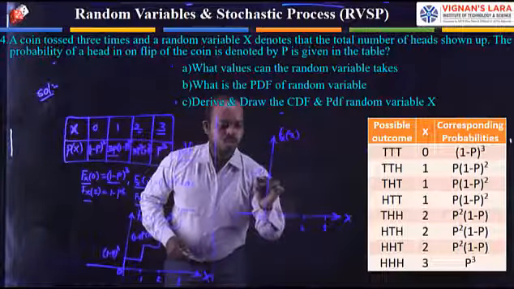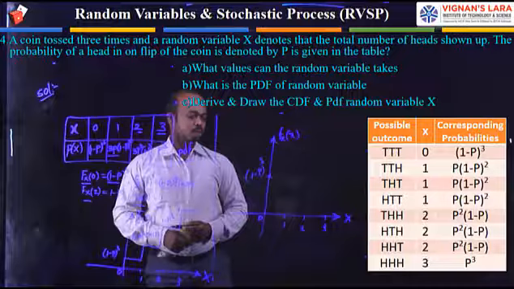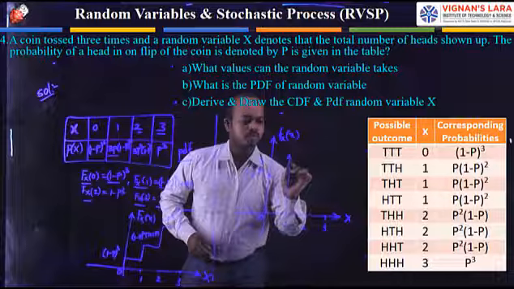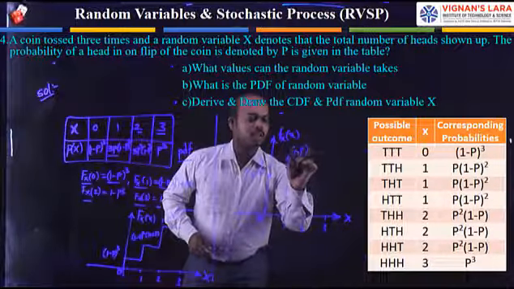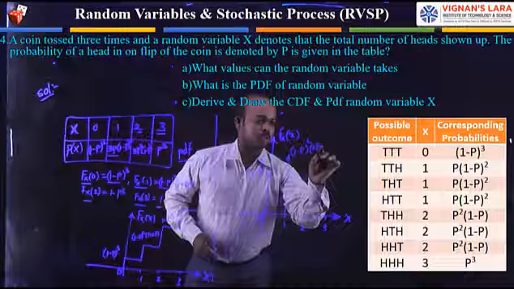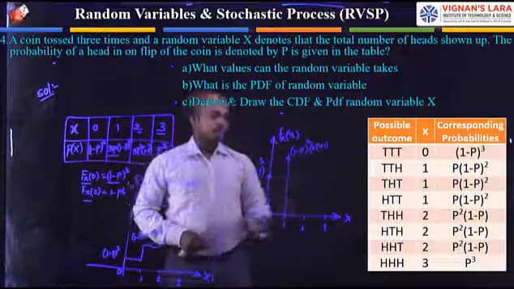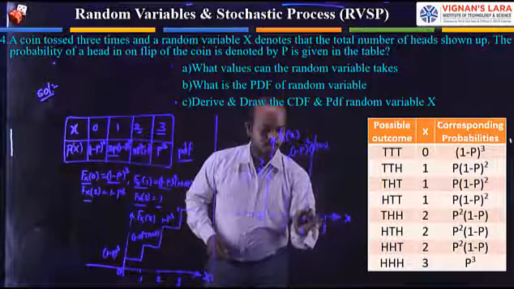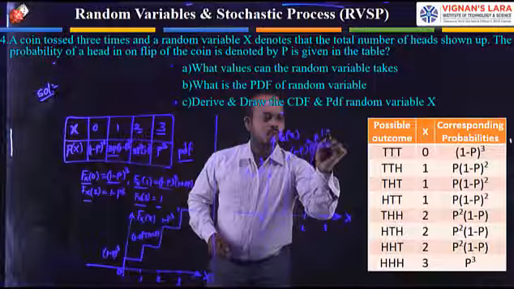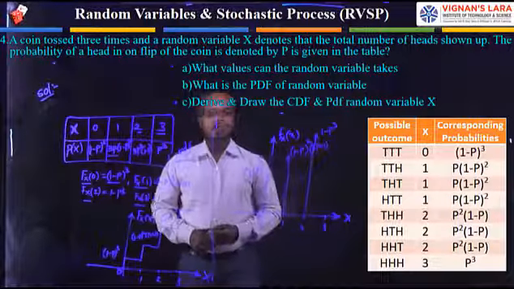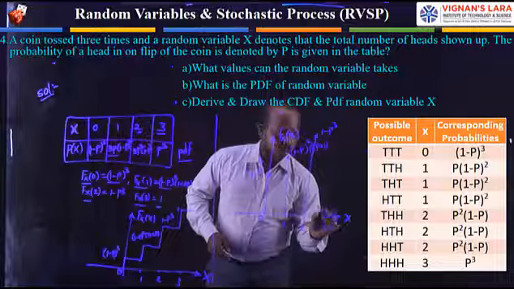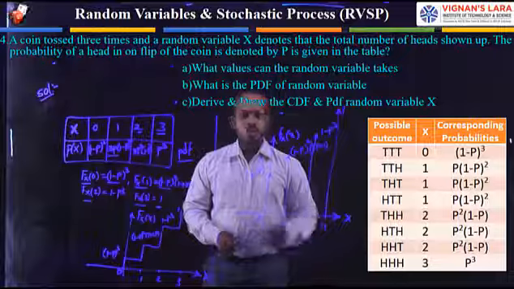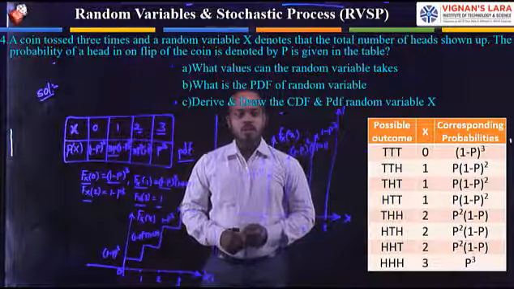At 0, its magnitude is (1 minus p) whole cube. At 1, its magnitude is (1 minus p) whole square into (2p plus 1). At 2, the value is (1 minus p) cube. At 3, its quantity is 1. This one is a graphical representation for a probability density function.